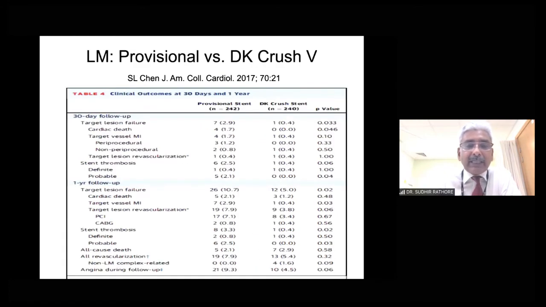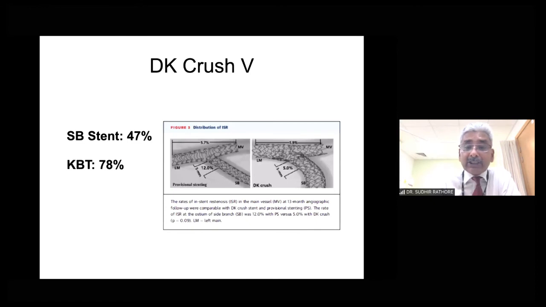Similarly, if you look at left main provisional, DK crush versus provisional, here also the TLR rates were high, and mainly the MACE rate, the 12-month MACE rate, was driven by high target lesion revascularization. If you look at DK Crush 5, the majority of the restenosis in the 2-stent group, not in the DK Crush group but in the provisional arm who needed a stent, are at the side branch ostium.